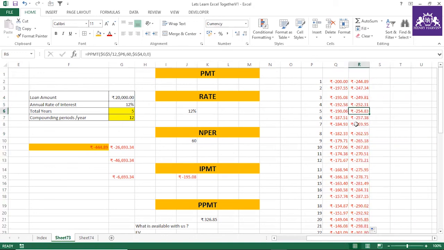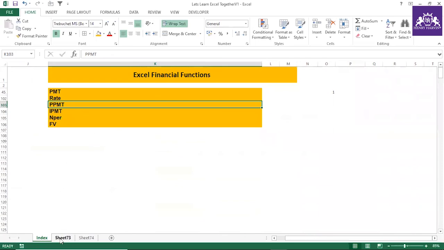So these are all basics, guys. I have covered all the most important finance functions in Excel today. I hope you found this useful. Keep on exploring and keep on learning.